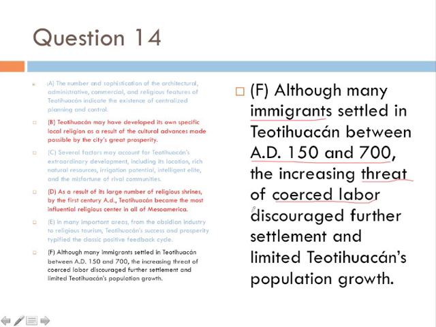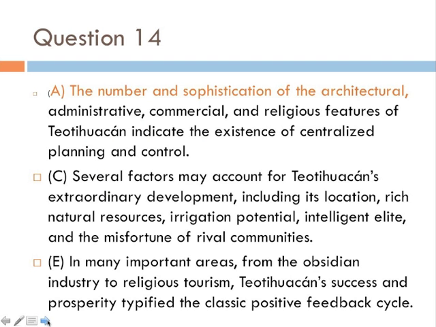So first off, notice it says in the second part of the question, it discouraged further settlement and limited Teotihuacan's population growth. Well, we actually know this to be completely false, because the truth is immigration grew, and part of it was because of this sort of coercion that the elites in Teotihuacan exhibited. So in this case, F is not only just, again, about a specific point, but it actually misrepresents that information. So in this case, I think we're going to eliminate F as well.